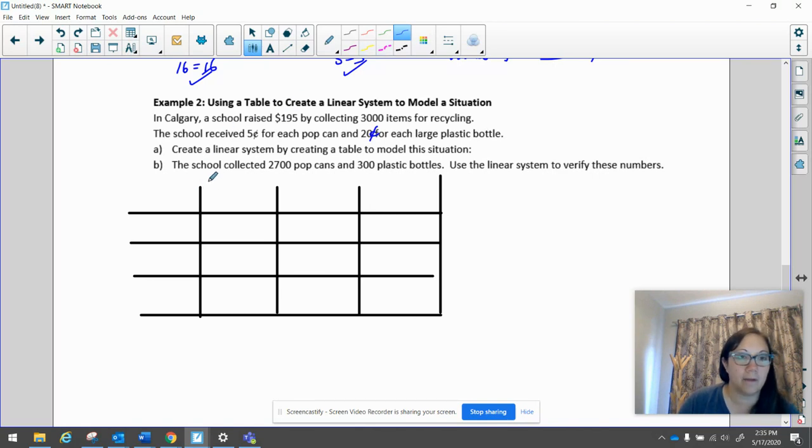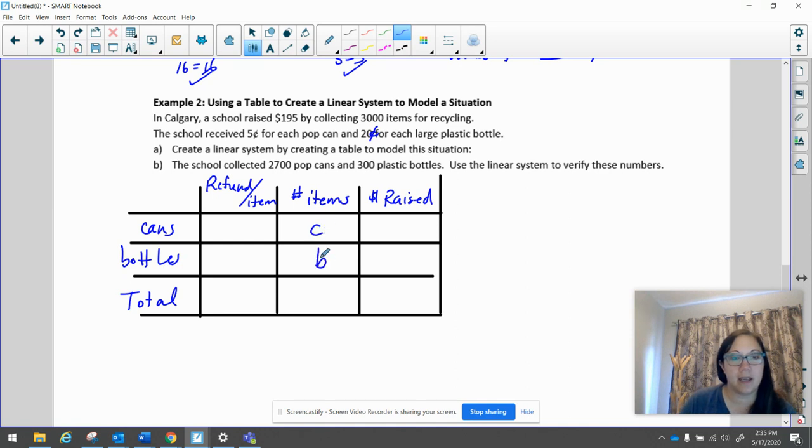So we're going to have what is the refund per item? What is the number of items? And then how much money was raised? So we're going to analyze that for cans, for bottles, and then the total. So the number of cans we would say is C, and the number of bottles we would say is B. The refund per can is 5 cents. The refund per bottle is 20 cents.